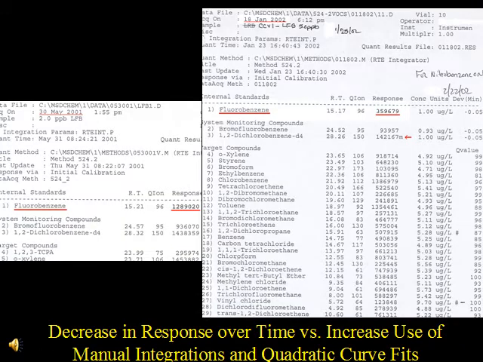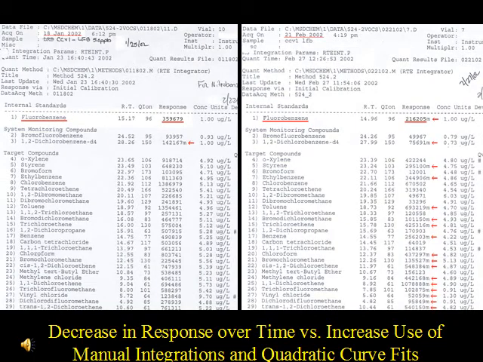The loss of peak area response caused by the destruction of the mass spec filament by the water can be observed by reviewing the hard copy quantitation reports for May 30th of 2001 and January 18th of 2002, with the internal standard fluorobenzene response beginning at 1,289,020 and declining by 72% to a response of 359,679 in 8 months. In January of 2002, the analysts began to manually integrate the surrogate 1,2-dichlorobenzene D4 peak due to coelution.